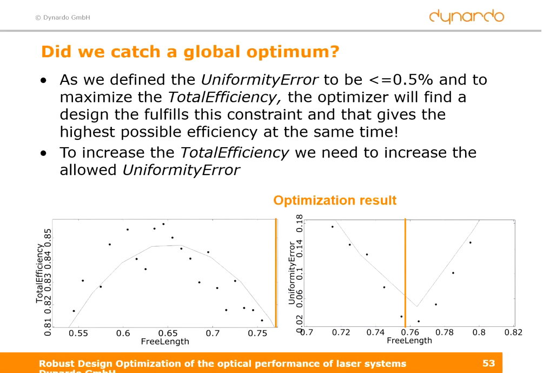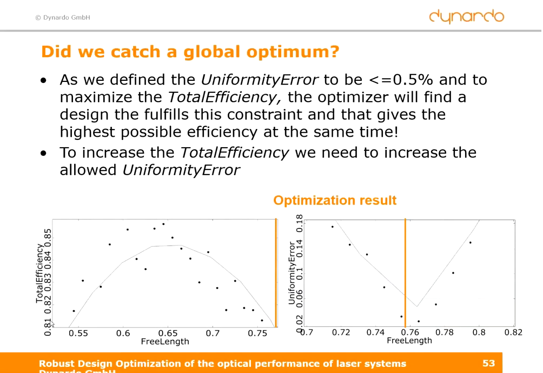Many people might question now if we really catch the global optimum. And we can say here, yes, we did. Because as you have seen in the charts or the diagrams already before, it was defined to have a uniformity error equal or smaller than 0.5%. So the free length that corresponds to this value gives a total efficiency of 81%. You see here in the diagram again.